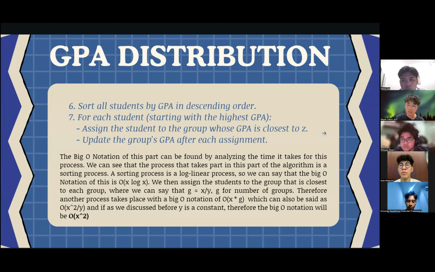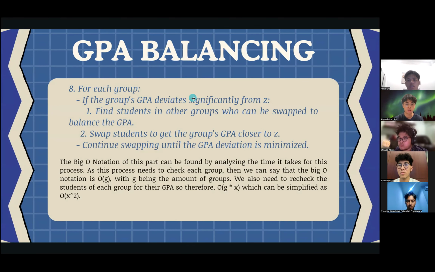Now, we then assign the students to the group that is closest to each. So here we introduce a new variable, which is G. G is the amount of groups that has been formed, and G can also be written as x divided by y. Since we need to take into account the amount of students and groups, the big O notation is now also O(x times g). O(x times g) can also be rewritten as O(x^2 / y). And as we have said before, y is a constant. We can also say that the big O notation of this is O(x^2). So actually, the big O notation for this GPA distribution is O(x times g) and O(x log x).